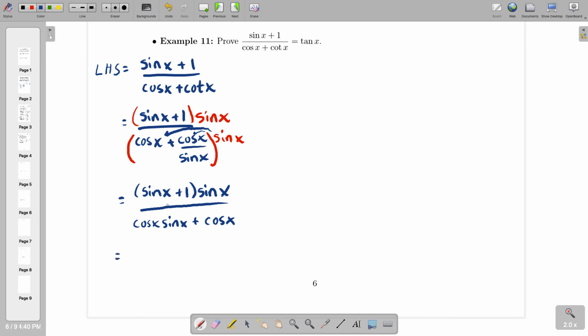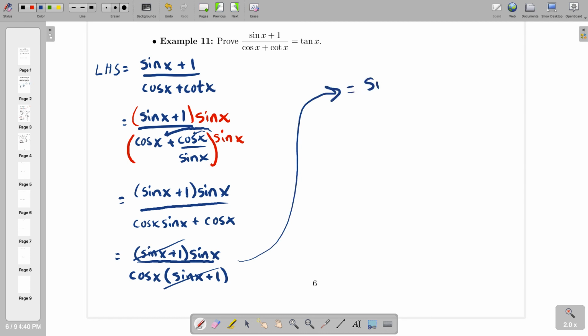Now, we know that we would like this 1 plus sine x to go away. And the only way I can do that is if I factor, and I can factor out a cosine of x. So we're going to go ahead and do that. So my sine of x plus 1's cancel. I'm left with sine of x over the cosine of x, which of course is exactly what we want. That's the tangent of x, which is our right-hand side.